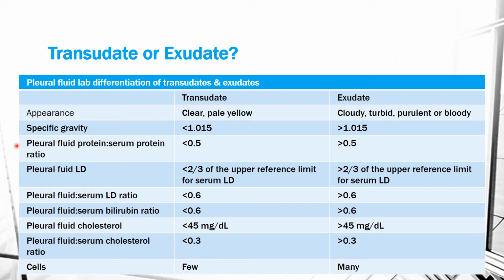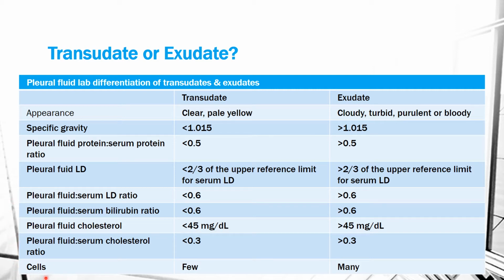Okay, LD levels, you can use that. Again, 2/3. This is a little bit less specific, so 2/3 of the upper reference limit for serum LD. You're doing a test on the pleural fluid, but if you relate it to a normal serum level, is it less than 66% or more than 66% of what we'd expect in the normal serum? And then you have these other things. You can make a ratio between the fluid and the serum LD. Same thing with bilirubin, cholesterol.